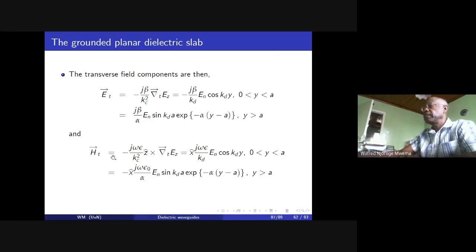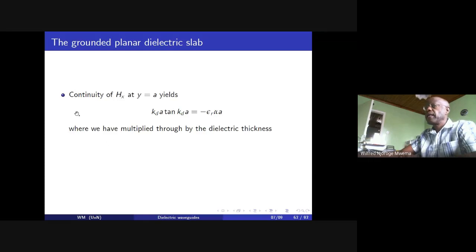And H of t will be given by that value there, which is in the dielectric, and that value outside the dielectric, again decaying as y goes towards infinity. So the continuity of Hx at y equal to a then allows us to write that kd of a multiplied by the tangent of kd of a is equal to minus alpha r epsilon r alpha multiplied by a.